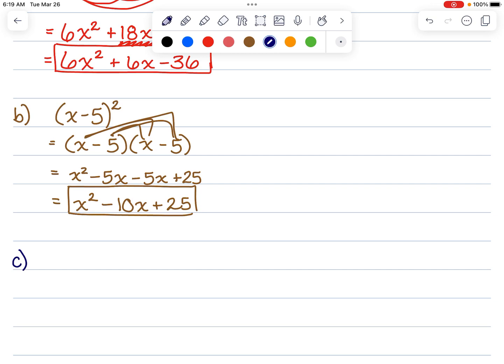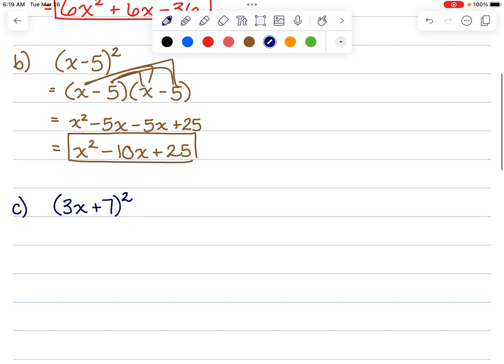We're going to do one more. 3x plus 7 quantity squared. Now at this time, I encourage you to pause and try this one out on your own. See if you get the same thing as me. I can't force you to do that, but I would recommend doing that.